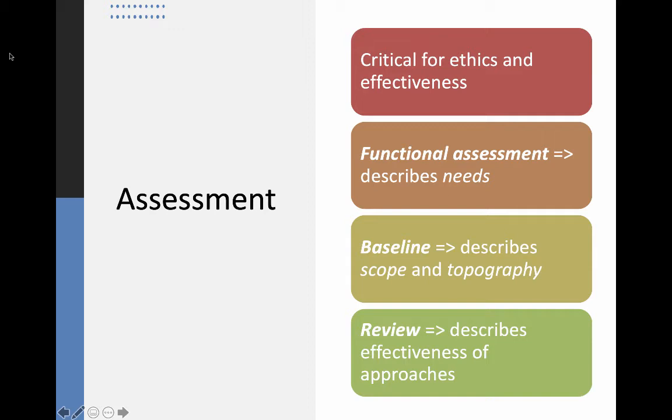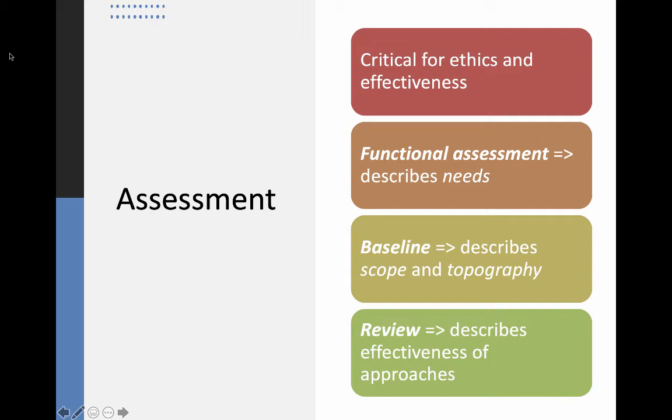When we assess, there are 3 types of assessment that we do. And the most important is the one in the orange box, functional assessment. When we functionally assess, what we're simply saying is we're trying to understand the needs of the person that they're trying to meet with their behavior. In other words, what's the function or use of that behavior?